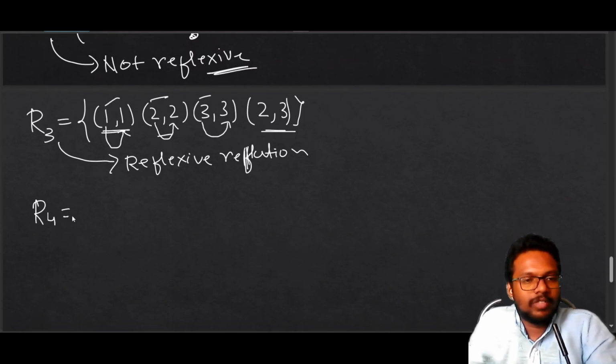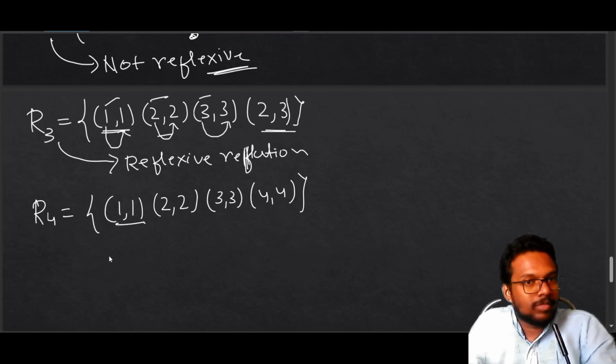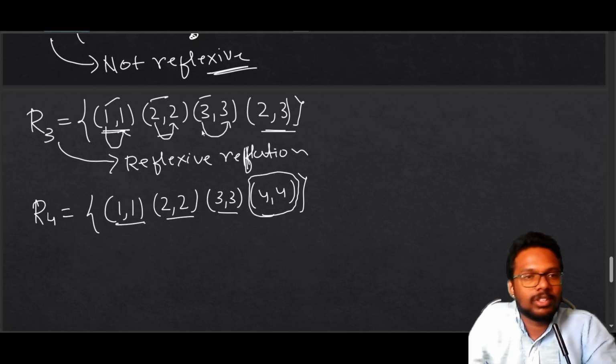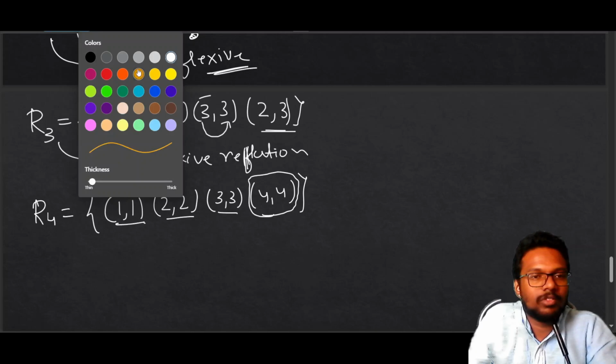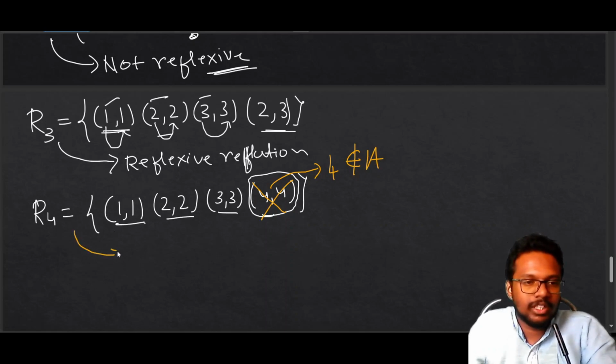So if I consider R4, it is 1 comma 1, 2 comma 2, 3 comma 3, 4 comma 4. Now 1 comma 1 is there, 2 comma 2 is also an ordered pair, 3 comma 3 means 3 is related to 3, but observe that 4 comma 4 is there. Extra, I have written 4 comma 4. This 4 does not belong to A, so definitely it is not satisfying the definition. It is not a reflexive relation.